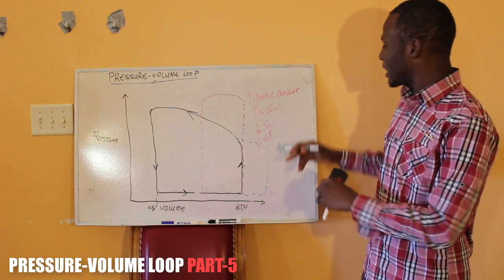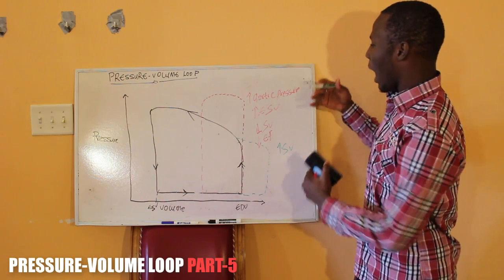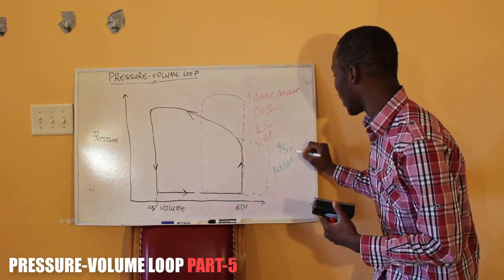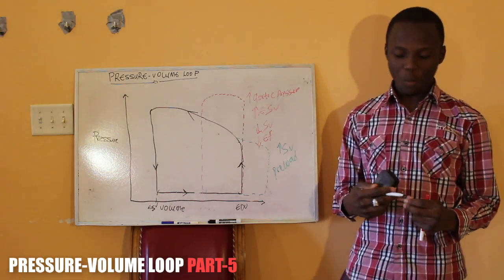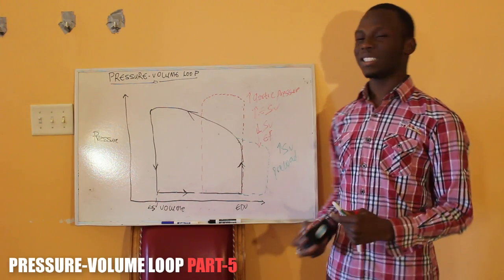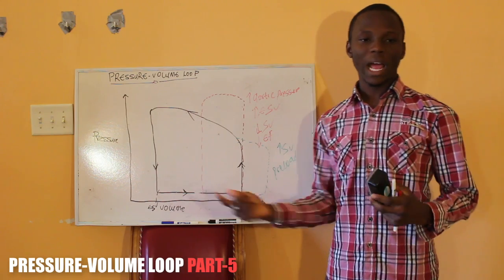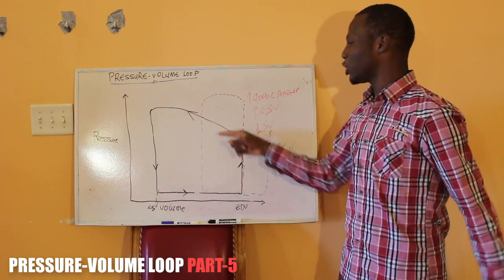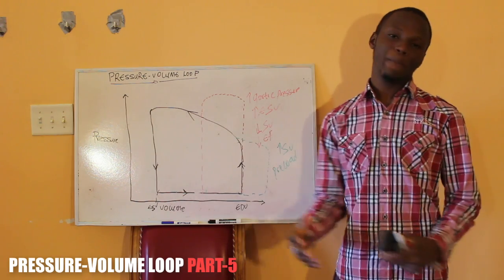So basically, this is how our afterload and our preload affect our pressure volume loop, and I believe this helped. In our next video we'll look at how contractility affects it, and I'll also try to integrate aortic regurgitation. Most books don't talk about how aortic regurgitation affects our pressure volume loop.